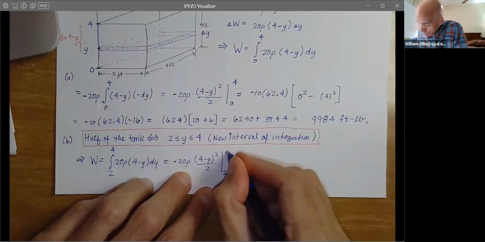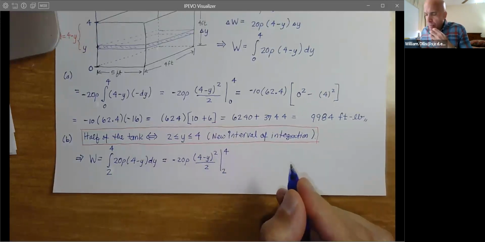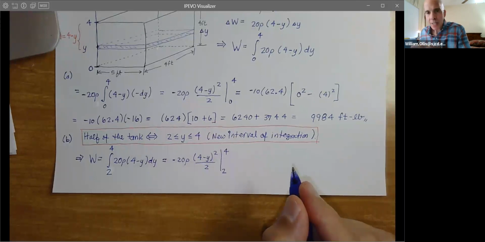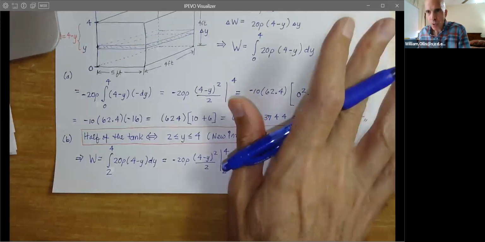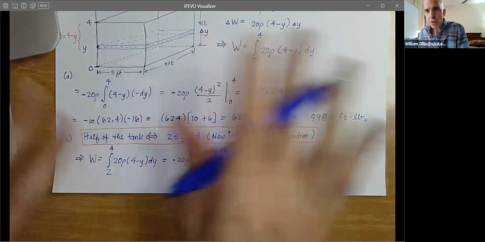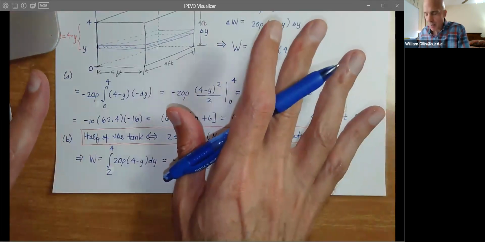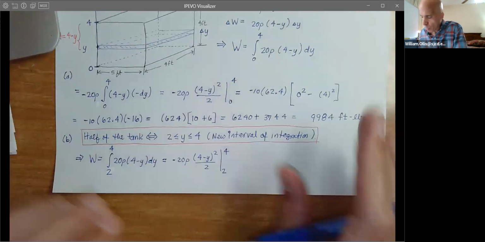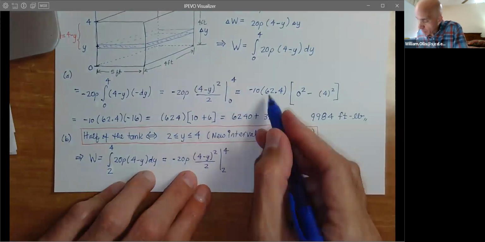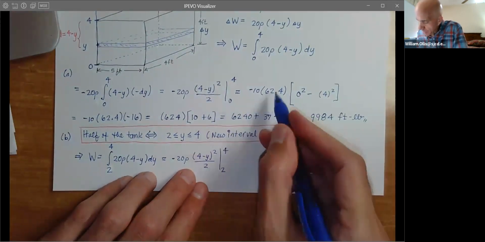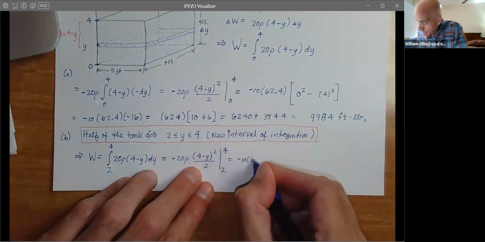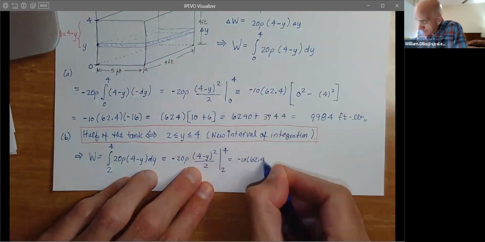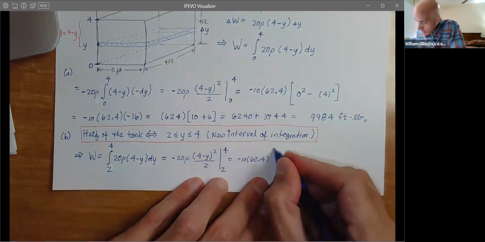to the 4. So again, think of the fact that we're only emptying half of the tank, and that doesn't require a complete reworking of the problem. That's the beauty of the calculus here. That's really what lessens our work. So now we can move here and just copy this. So we have negative 10 times 62.4. And now we have new limits.